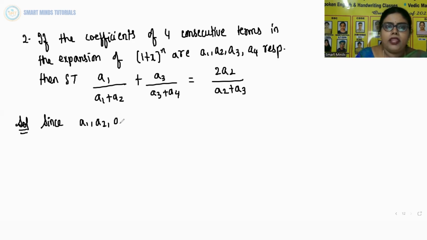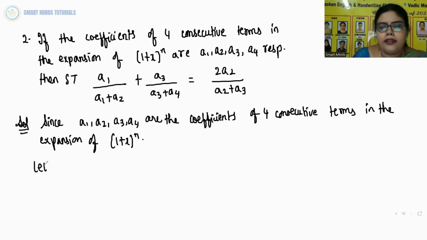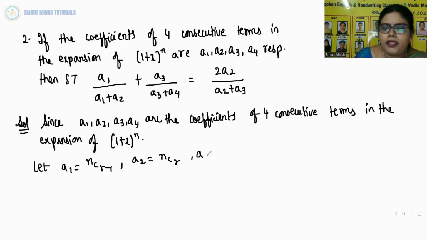Since a1, a2, a3, a4 are the coefficients of 4 consecutive terms in the expansion of (1 + x)^n, let a1 = nC(r-1), a2 = nCr, a3 = nC(r+1), a4 = nC(r+2).